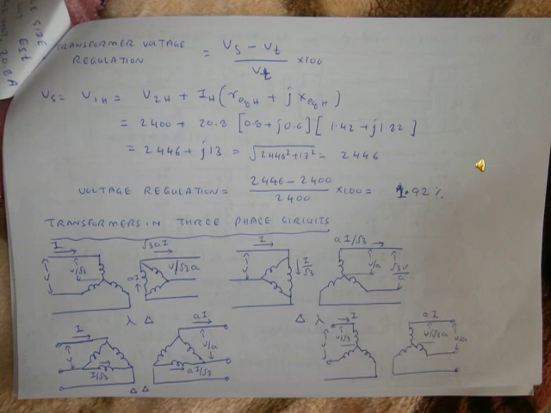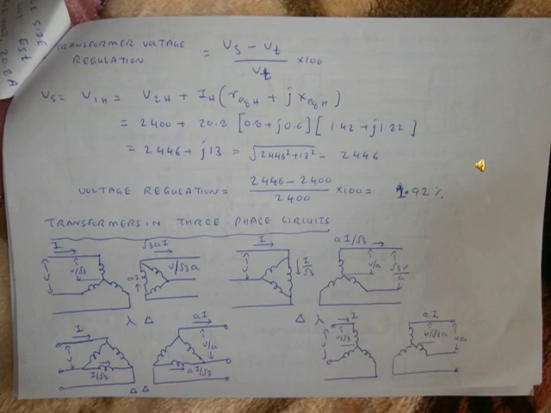The next one is a delta star connected transformer. In the delta star connected transformer, the primary is connected in delta with line voltage V. The line current is I. The phase current is I divided by root 3. For the secondary, in this case, connected in star, the line current is aI by root 3, and the phase voltage is V by a. And the line voltage will be root 3 V by a. So this will be the secondary star. Delta star connected transformer.